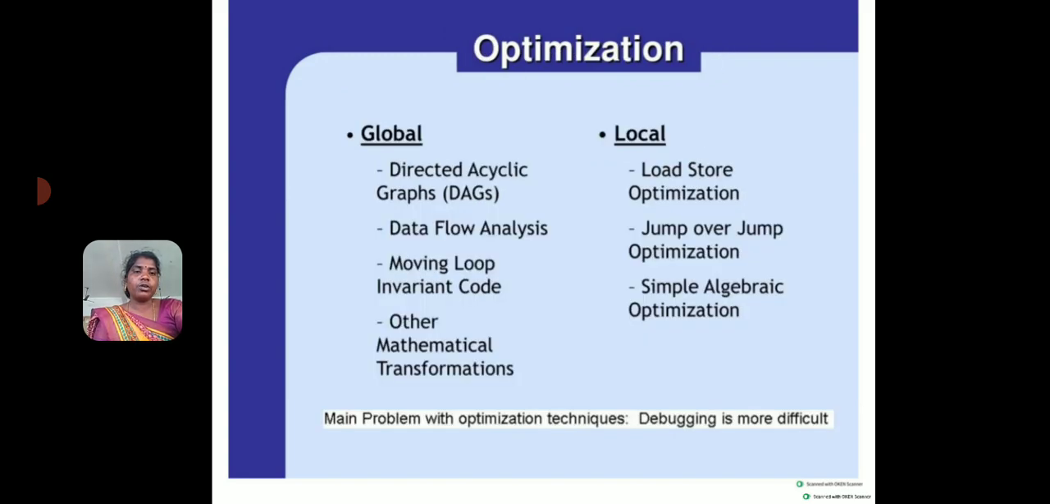In optimization, there is global and local. Global means directed acyclic graphs. Local means load-store approximation. These are examples that belong to the tree method. The main problem with optimization techniques is that debugging is more difficult. We are going to face the debugging part, and that is a very difficult part.